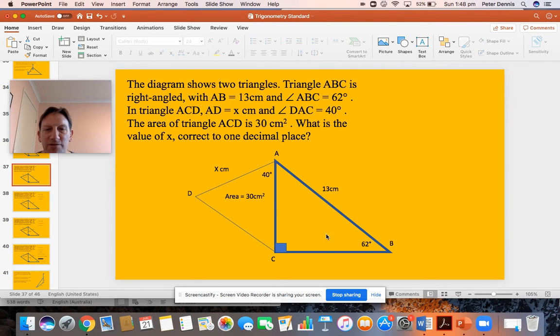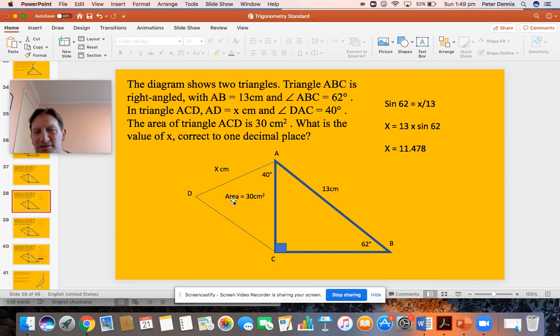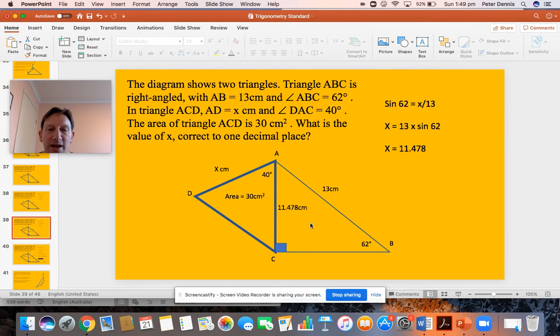So the sine of 62 is opposite over hypotenuse. Now I've used X, which probably isn't the greatest letter to use, but we know that the sine of 62 is X over 13. How do we do that? We take the 13 across, and we get that this length is 11.47. Now that we've got this is 11.47, now we've got a bit more information on this triangle here.